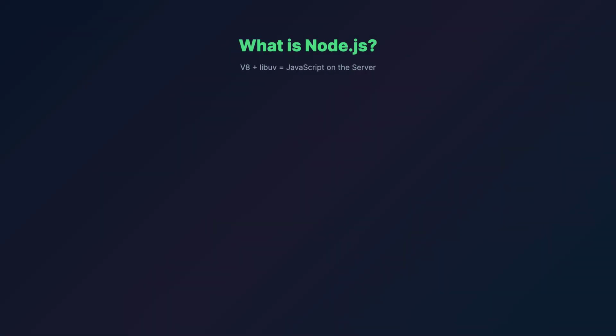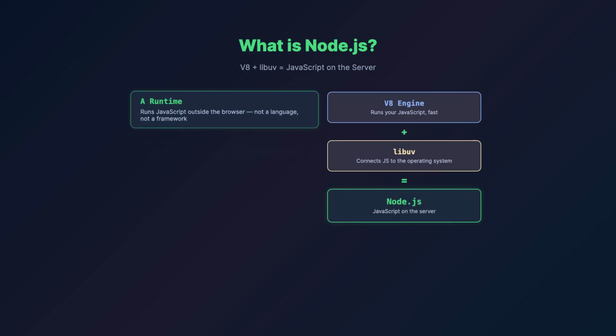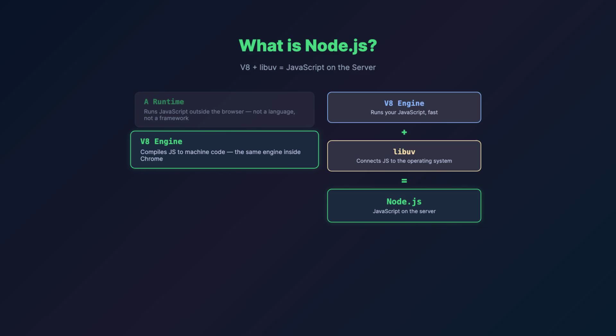So what is Node.js? It is not a programming language and it is not a framework. Node.js is a runtime. It's a program that runs JavaScript outside the browser. At its core sits V8, the same JavaScript engine that powers Google Chrome. V8 takes your JavaScript and compiles it straight to machine code, which makes it fast. But V8 alone only understands JavaScript. It can't open files, talk to the network, or read from the system.